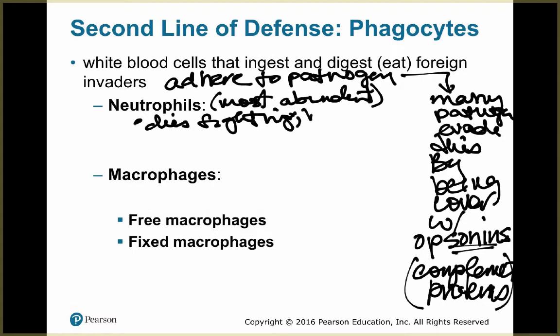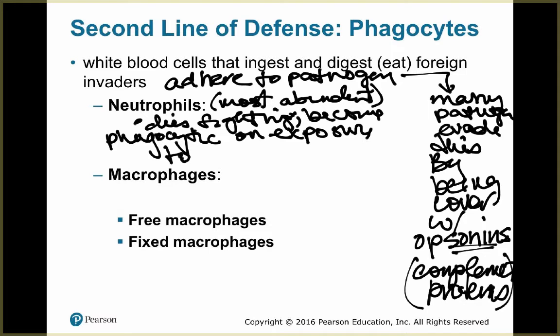He doesn't start out phagocytic. He becomes phagocytic on exposure to infectious material.